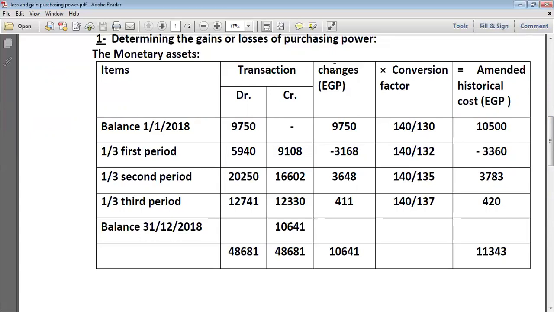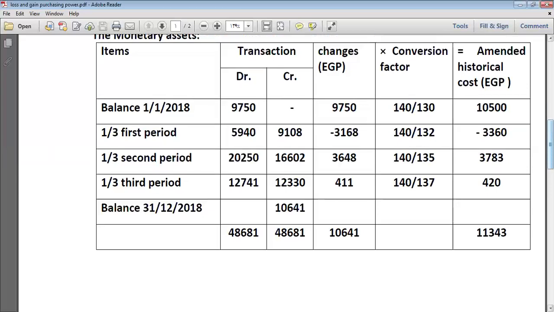We should multiply changes by conversion factor to get الامendment of historical cost علشان اجيب التعديل after the inflation، التعديل بعد التضخم. الكونفرجن فاكتور هجيبه ازاي؟ conversion factor at the beginning of the year 2018 هنجيبه ازاي؟ هيبقى عبارة عن index number of the end of the year over index number of this period بداية السنة. نرجع للمسألة ونشوف احنا بنجيب الكونفرجن فاكتور ازاي.